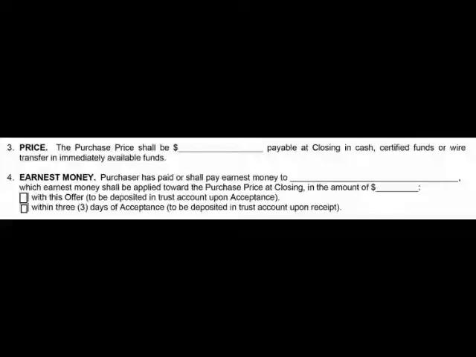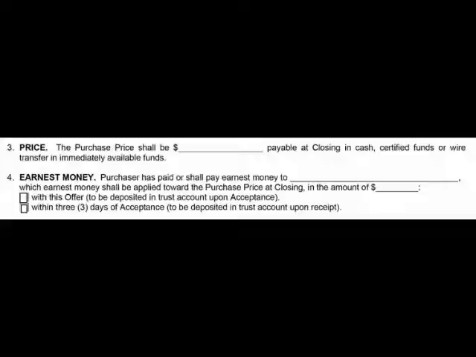Paragraph 4 is earnest money. Purchaser is paid or shall pay earnest money to blank. Usually, the people that hold the earnest money is either the real estate company that your agent works for or the title company that you're going to go to closing with.